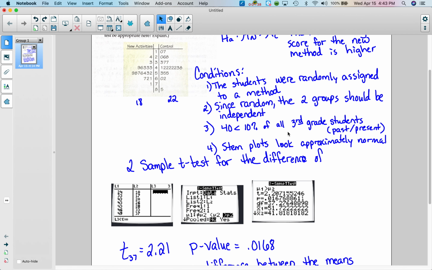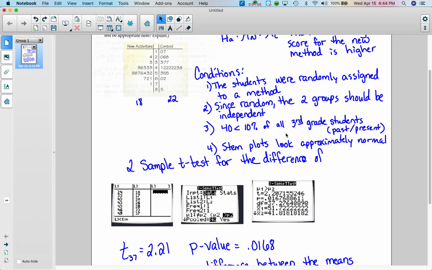The third thing is the 10% rule, and 40, which is the total of the two groups, is less than 10% of all third grade students. And it might not be all third grade students of that teacher that year, but if you consider all of her past students, all of her students she's had, it's less than 10% of those.